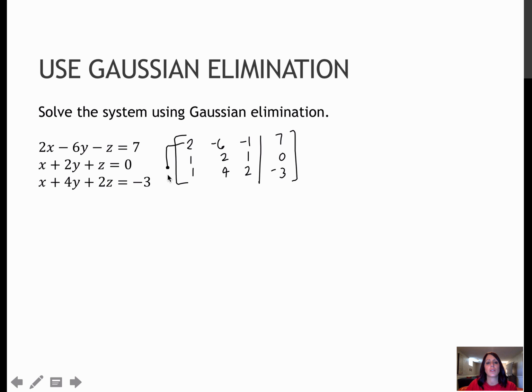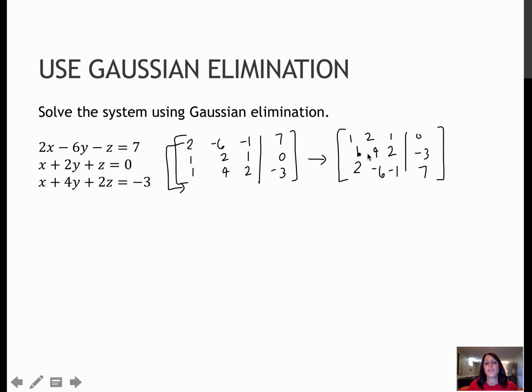I'm actually going to turn this into my bottom row. So I'm not going to write what that is, but basically I'm going to take this one and put it on the bottom and shift the other 2 up. Now I have my leading number of 1, and I need the 2 values below it to be 0.